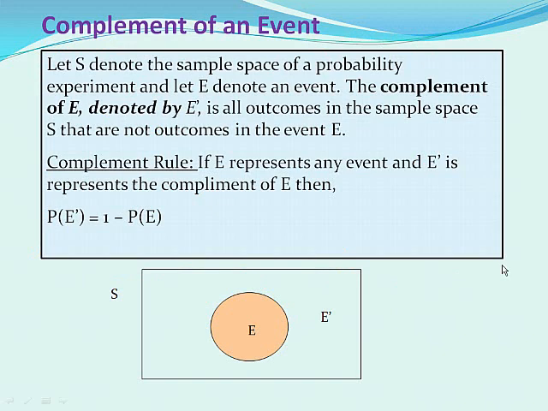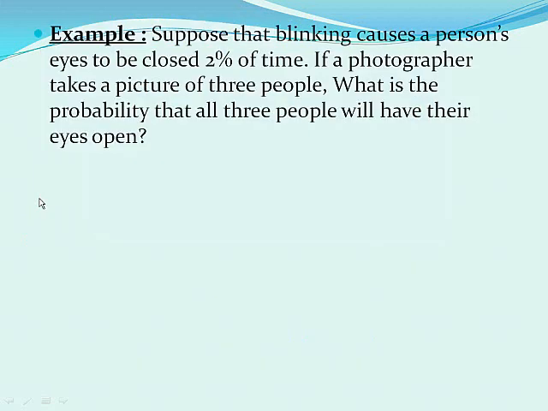Complement of an event. Let S denote the sample space of a probability experiment and let E denote an event. The complement of E denoted by E prime is all outcomes in the sample space that are not outcomes in the event E. So to calculate the probability of the complement, we can subtract the probability of the event E from 1. So probability of E complement is equal to 1 minus probability of E. So here is an example.